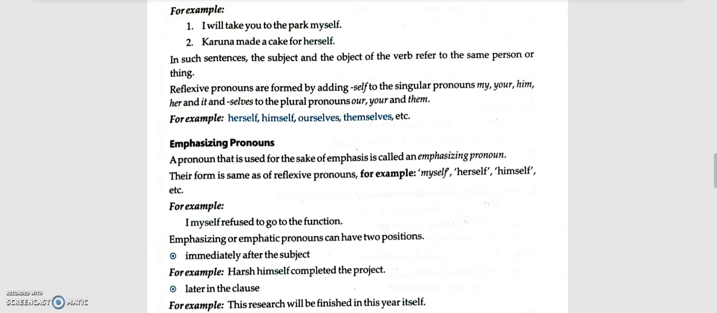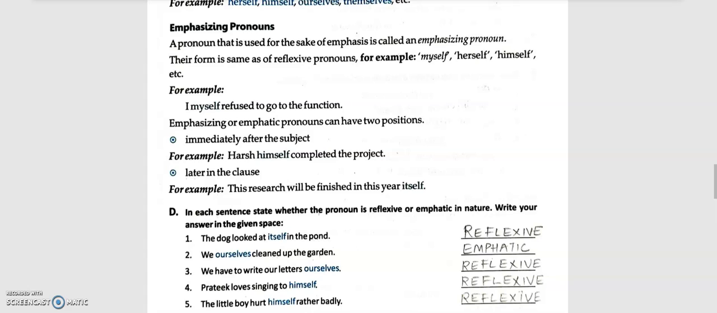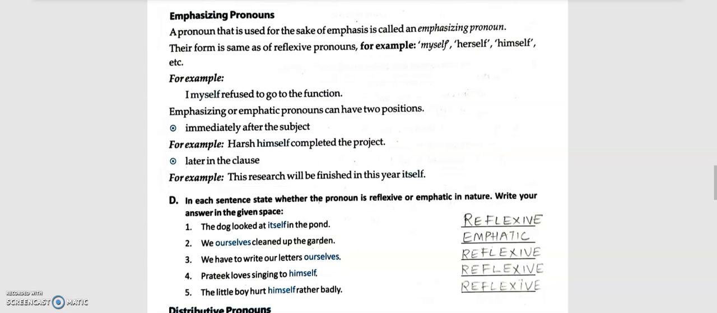Okay? Now the next kind of pronoun we have is emphasizing pronoun. A pronoun that is used for the sake of emphasis is called an emphasizing pronoun. Their form is same as reflexive pronouns, for example, myself, herself, himself. Now you see we are going to emphasize. That means we are giving one word more importance. We are trying to highlight an information. The form that is going to be used is the same as reflexive pronouns, myself, himself.